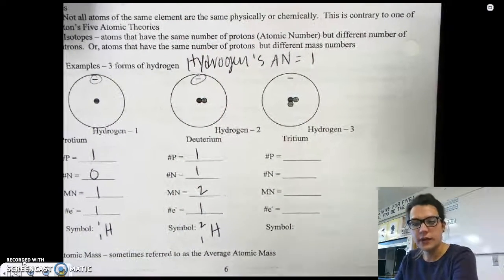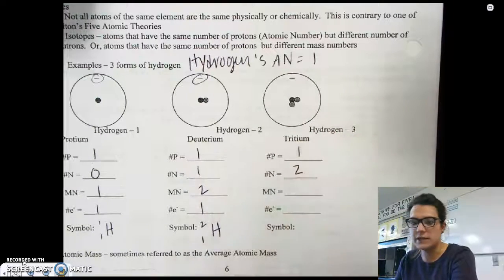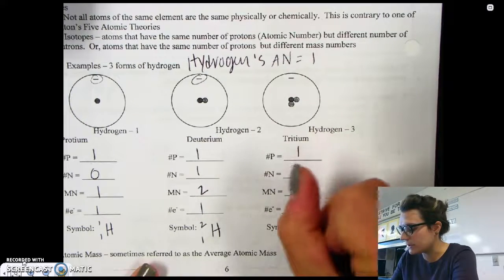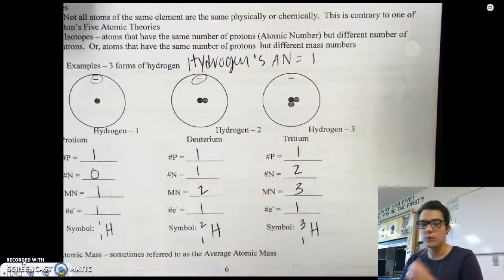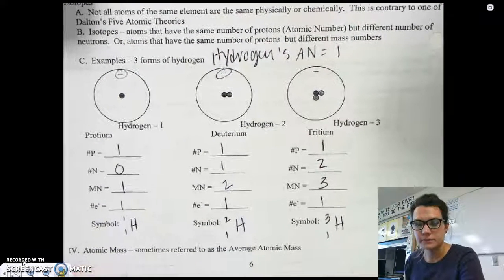And then hydrogen 3, I still have that one proton, but now I have 2 neutrons to get a mass number of 3, and still 1 electron. So my symbol here is hydrogen 3, 1. Okay? So that's just an example of mass number based off of 3 different isotopes.